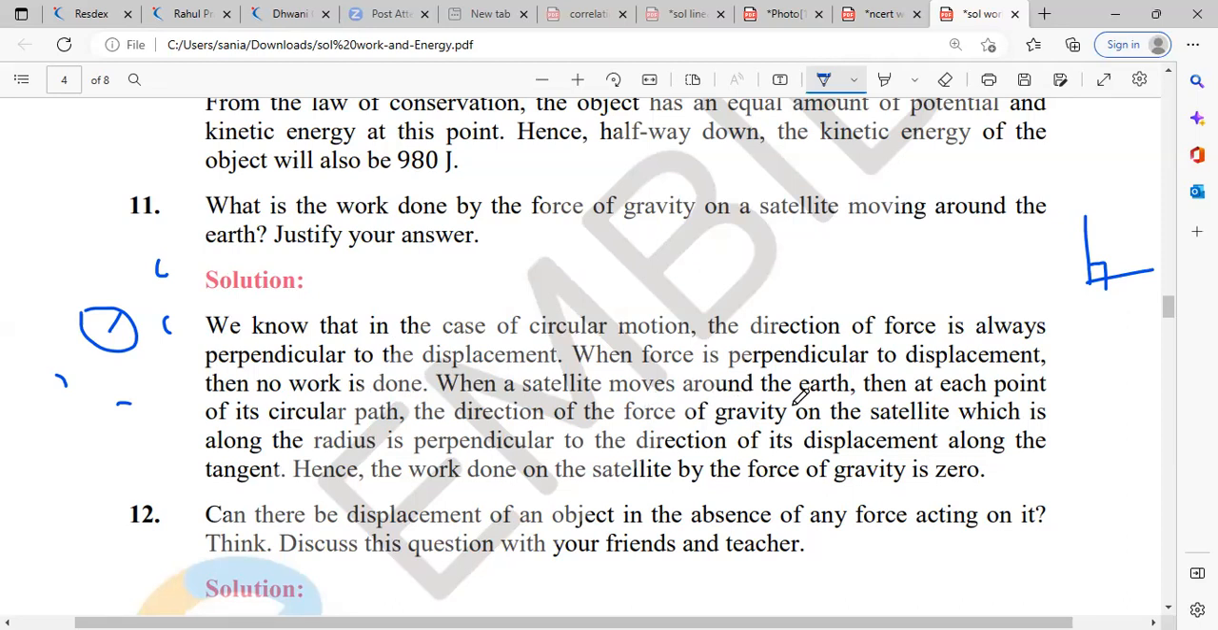When a satellite moves around the Earth, then at each point of its circular path, the direction of the force of gravity on the satellite, which is along the radius, is perpendicular to the direction of displacement along a tangent. Hence, the work done on the satellite by the force of gravity is zero. Is it clear? Yes, ma'am.